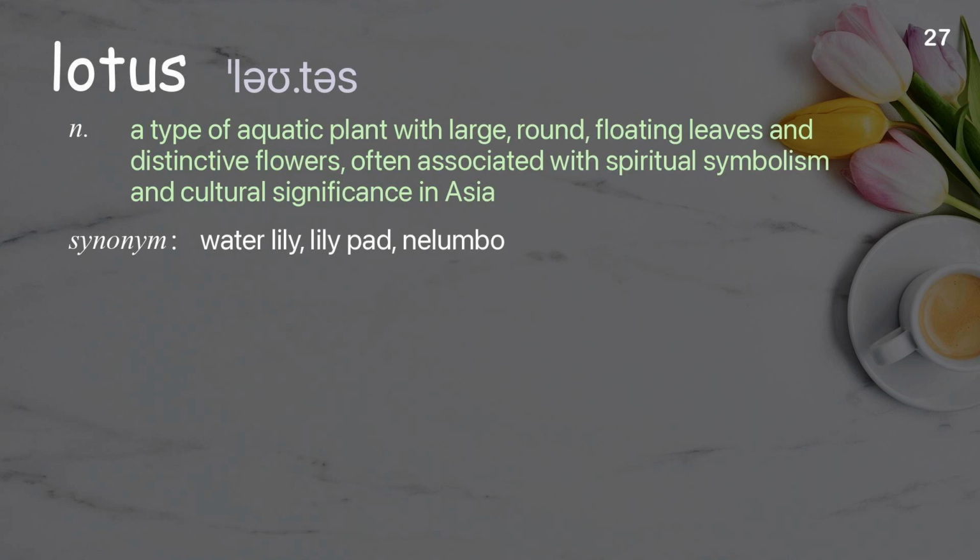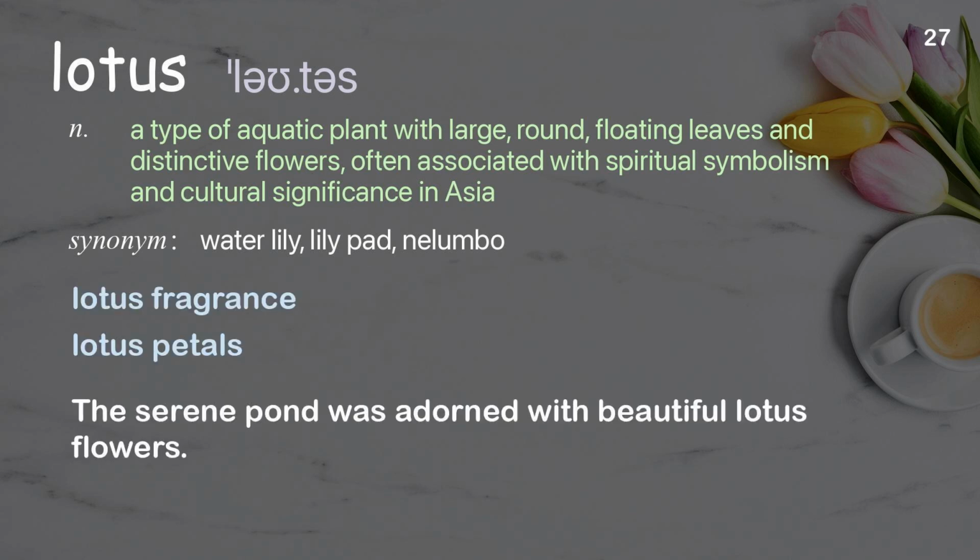Lotus. A type of aquatic plant with large, round, floating leaves and distinctive flowers, often associated with spiritual symbolism and cultural significance in Asia. Examples: Lotus fragrance. Lotus petals. The serene pond was adorned with beautiful lotus flowers.